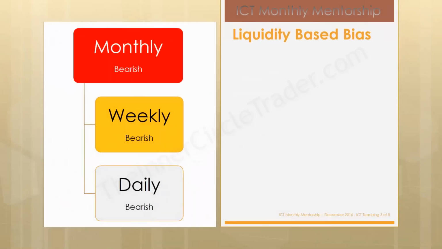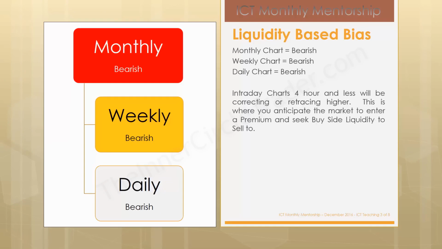Okay, liquidity-based bias. If the monthly chart is bearish, the weekly chart's bearish, and the daily chart's bearish, that'll give us a wonderful opportunity to get in sync with institutional order flow. Intraday charts, 4 hours and less, will be correcting and retracing higher. Again, the markets are predisposed to go lower because on the monthly, the weekly, and daily, we have arrived at a bias that we have seen price want to go lower. It's been making lower lows and lower highs. Support levels are giving way. Resistance levels are being formed and being respected.